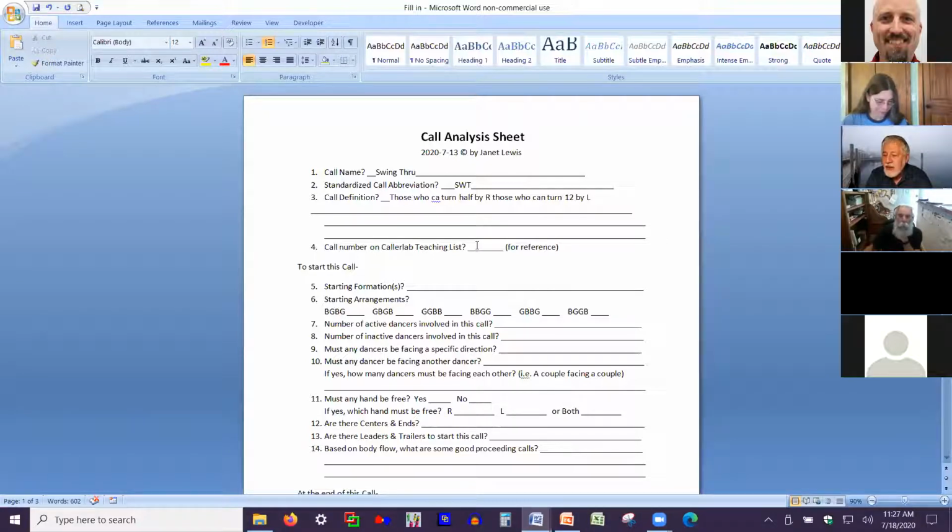Look at number 5, starting formations. Anybody know what number that is on the CALLERLAB list, swing through? Well, 14. I don't know what it is. We'll skip that one. Okay, starting formation. No, I mean, does that answer Dawn's question? Do you have something? I think that pretty much probably answers it.